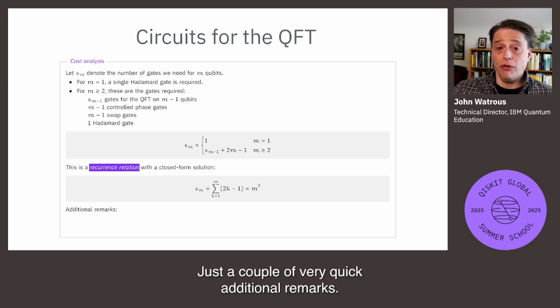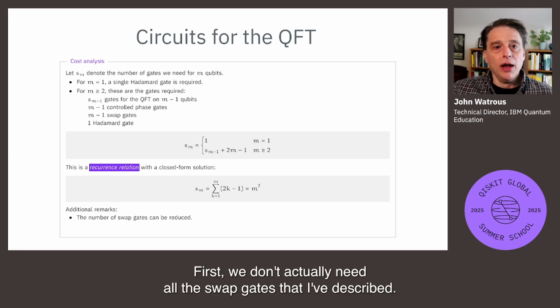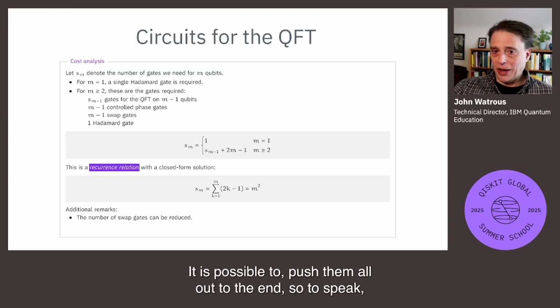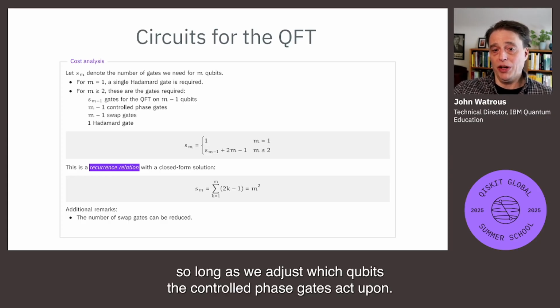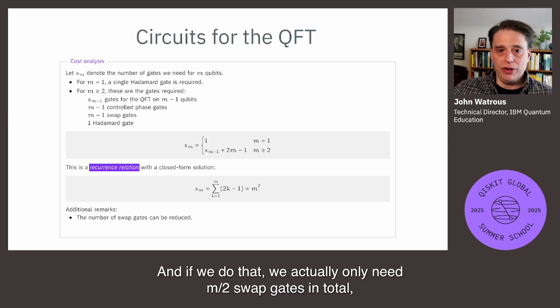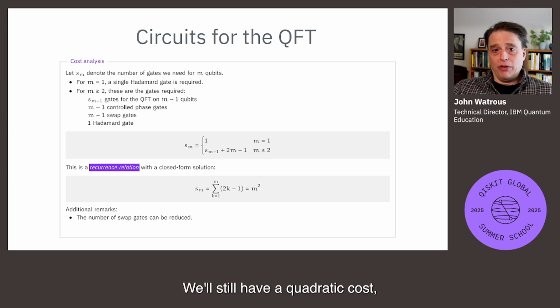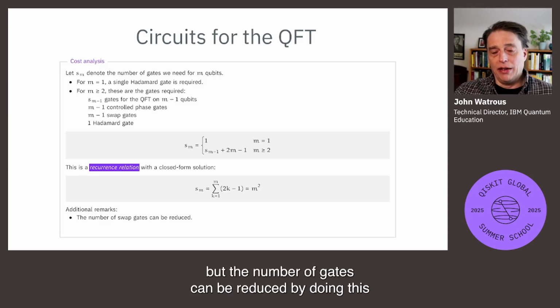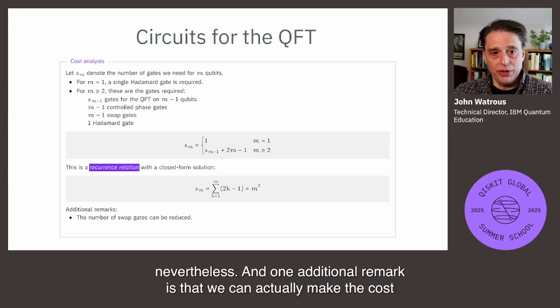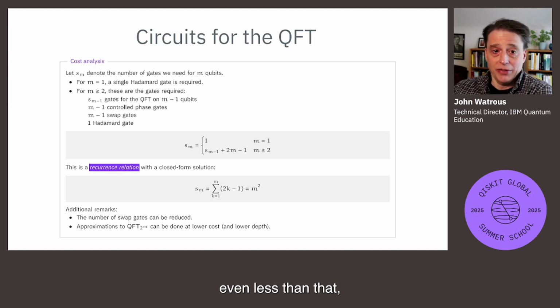Just a couple of very quick additional remarks. First, we don't actually need all of the swap gates that I've described. It is possible to push them all out to the end, so to speak, so long as we adjust which qubits the controlled phase gates act upon. And if we do that, we actually only need m over 2 swap gates in total, rounding down in case m is odd. We'll still have a quadratic cost, but the number of gates can be reduced by doing this nevertheless.